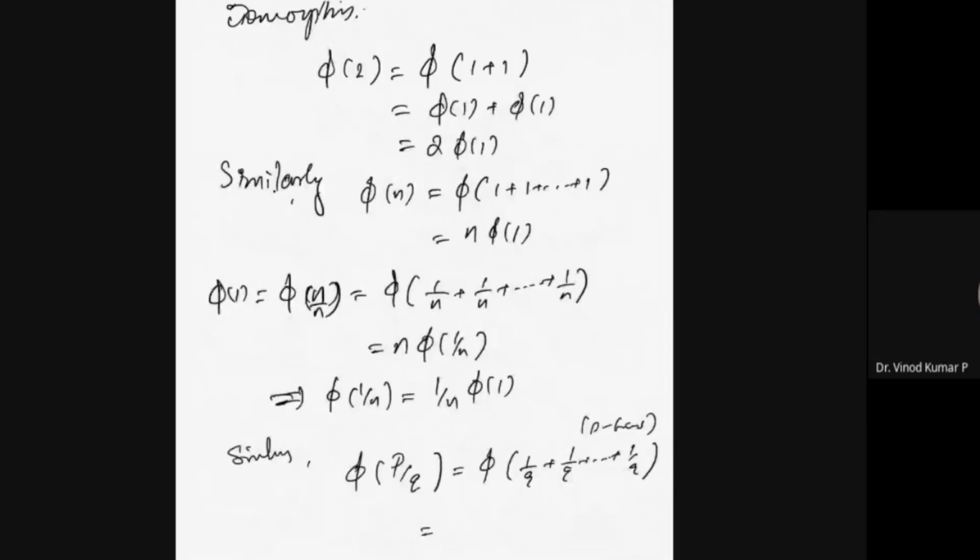Similarly, what will be phi of p by q? I can write it as phi of 1 by q plus 1 by q plus etc., p times. So this is nothing but p times phi of 1 by q. We already saw phi of 1 by q is 1 by q times phi of 1, right? So this is actually p by q times phi of 1, right?